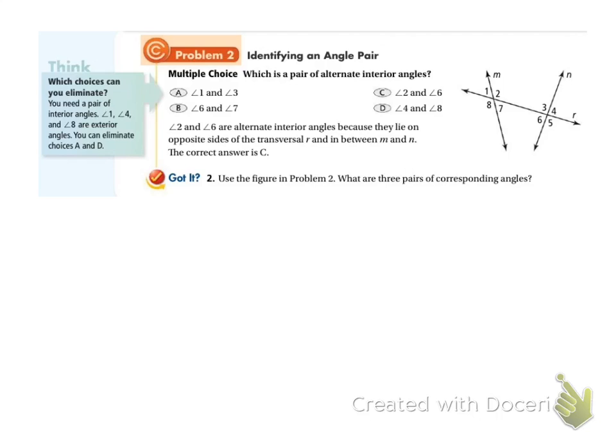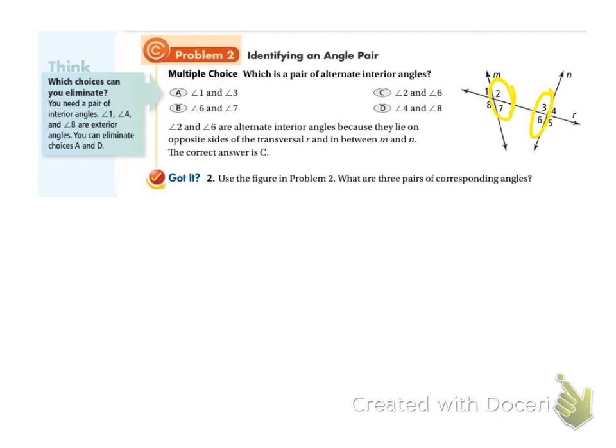Okay, let's look at their problem first, which is a pair of alternate interior angles. Here's my transversal and my 2 lines. So interior angles are going to include these guys. Those are my interior angles. And then I want alternate interior angles, so I need to choose 1 on one side and 1 on the other side of the transversal. So it's either 7 and 3 or 2 and 6. Let's look at our options. C, 2 and 6.